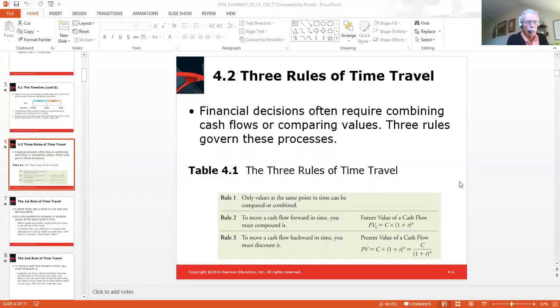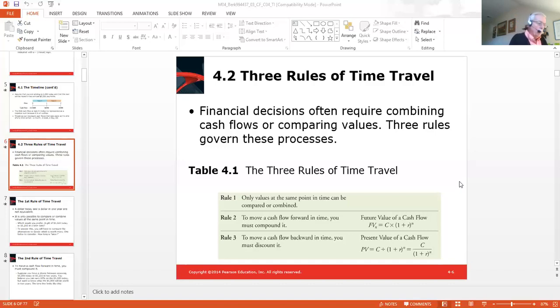Dissimilarly, we have rule number 3, where to move a cash flow backward in time, you need to discount it. In other words, to take a future value amount some years down the road and relate it to what it would be in terms of today's dollars, we need to discount that amount in order to present value it. So to go forward in time, we would use the future value function to compound something. To move from the future back to today, we would use the present value function in order to discount it.